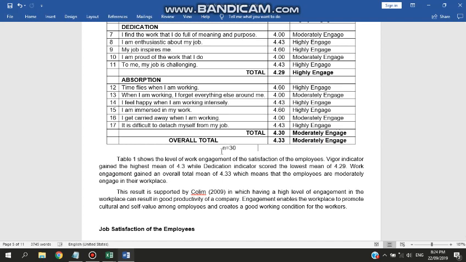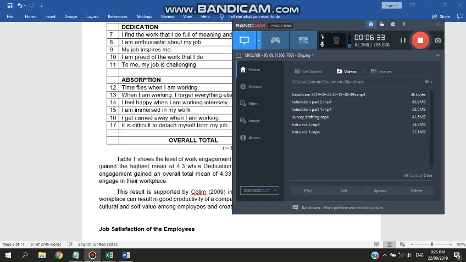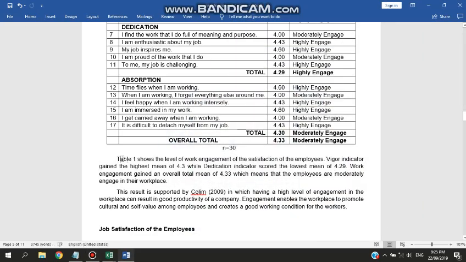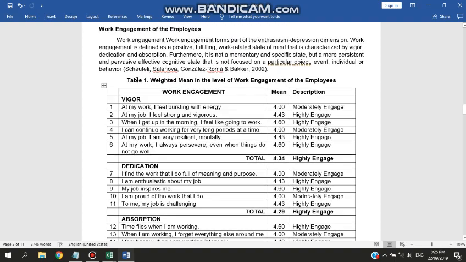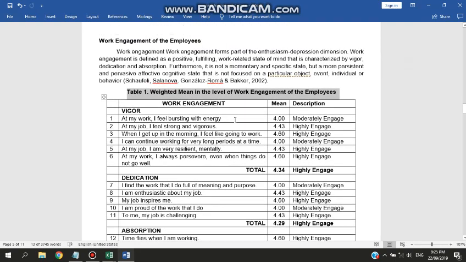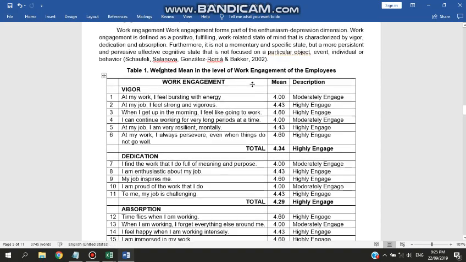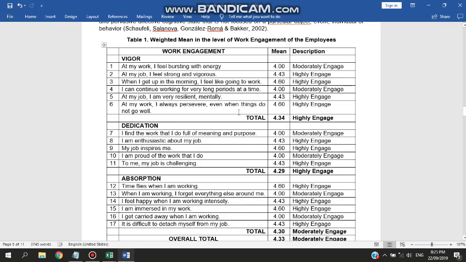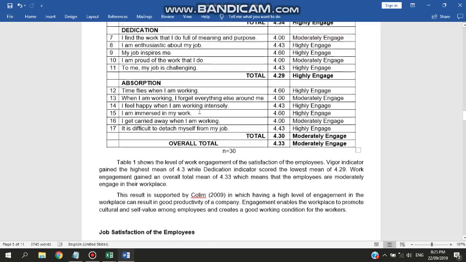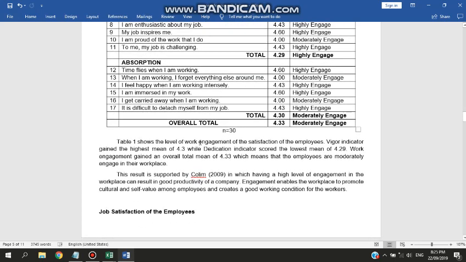So for interpreting the table, for first paragraph after the table is you have to put Table 1 because this is under Table 1. You have to have the label for each table nasa taas for APA format. So Table number 1, we can mean in the level of work engagement of the employees. So how to arrange this one? In APA, you have to arrange this one. You have to highlight the highest, the lowest, the common, the overall.